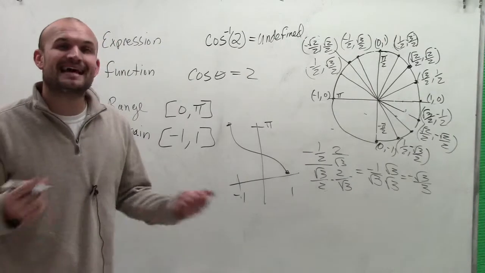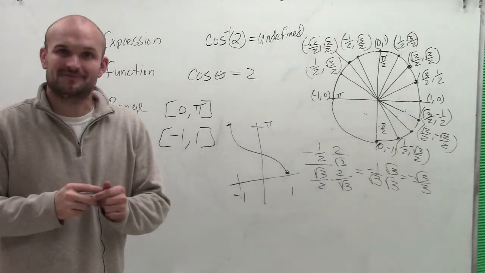So there you go, ladies and gentlemen. That's how you take the inverse cosine when you have an undefined value. You just can't do it. It's undefined.